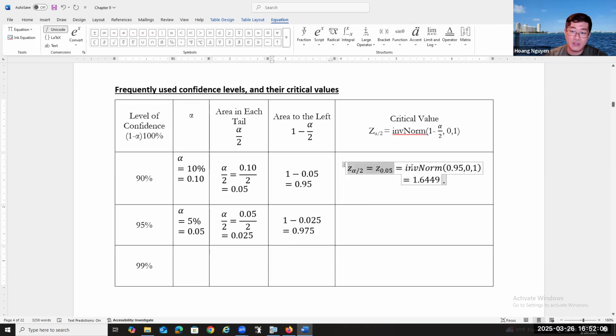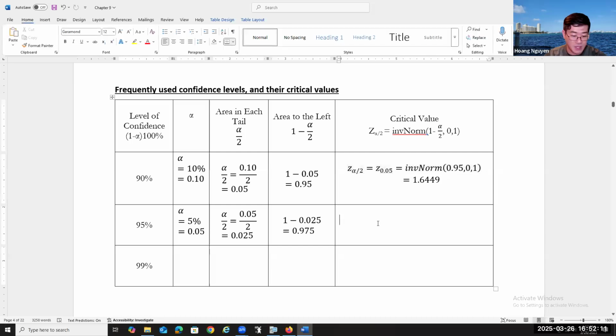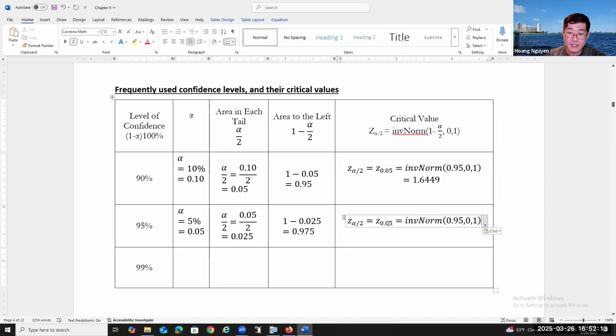Now, after we got that, we plug into the inverse norm calculation to get the critical value. The tail area is 0.025, and the area to the left is 0.975. Now, what's the answer there?